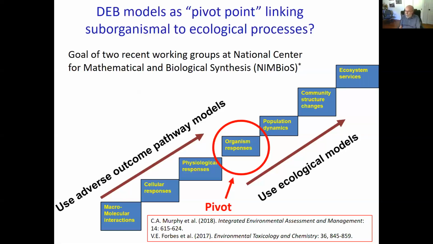The two Nimbus working groups each produced overview publications that described their work. The Murphy et al. paper relates to the suborganism to organism work, and the Forbes et al. paper relates to the organism to ecosystem level response. And that is the take-home message. Thank you.